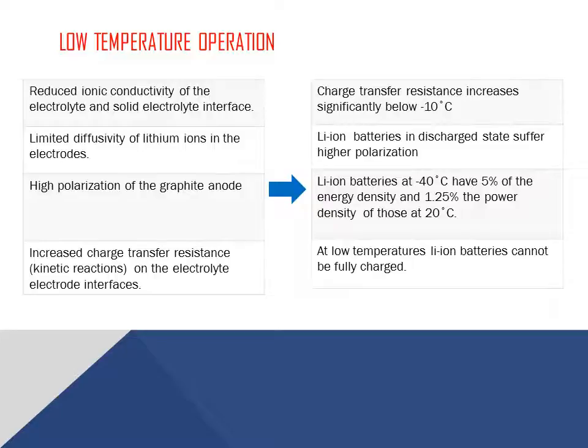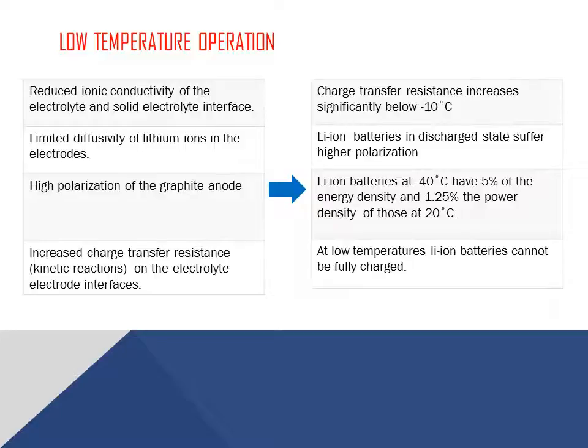These events manifest as charge transfer resistance increases significantly below -10 degrees Celsius. Lithium-ion batteries in this charged state suffer higher polarization. Lithium-ion batteries at -40 degrees Celsius have 5% of energy density and 1.25% of power density of those batteries at 20 degrees Celsius. At low temperatures, lithium-ion batteries cannot be fully charged.